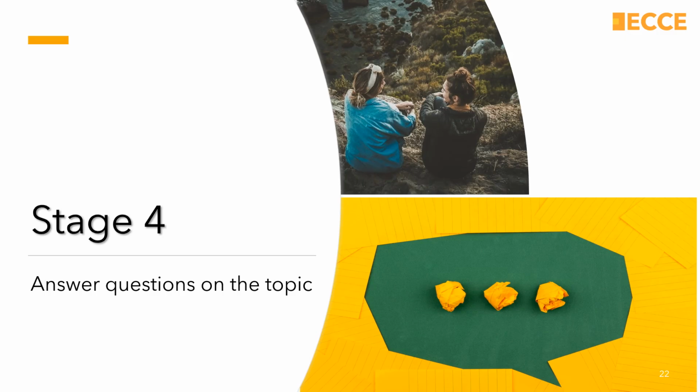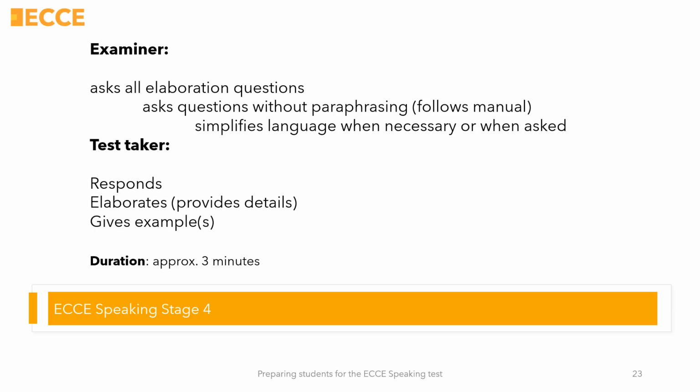Now, let's take a look at stage 4, which is the last stage of the ECCE Speaking Test. The examiner asks the elaboration questions as printed in their test booklet. But again, candidates can ask the examiner to repeat or clarify. Candidates are expected to answer the questions by elaborating and giving examples to support their response. Remember, what counts is their ability to answer and the overall quality of the language used, not just the response per se.